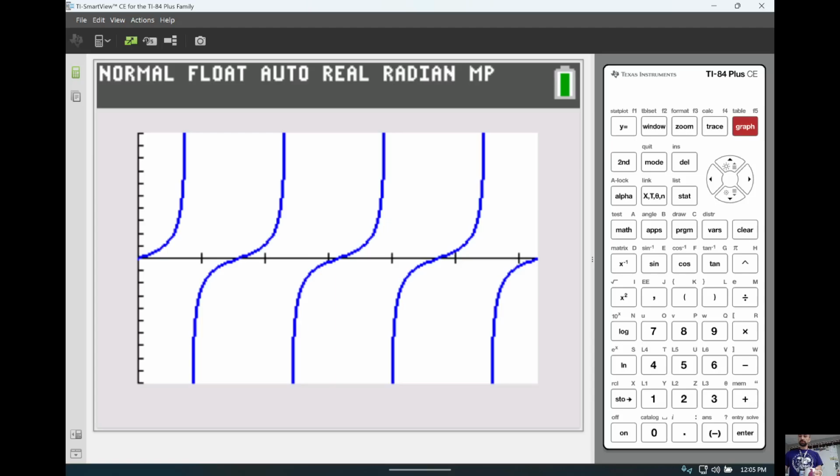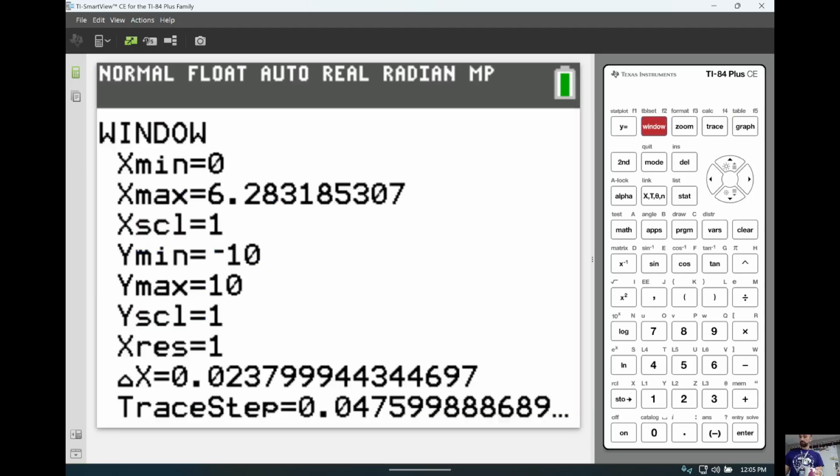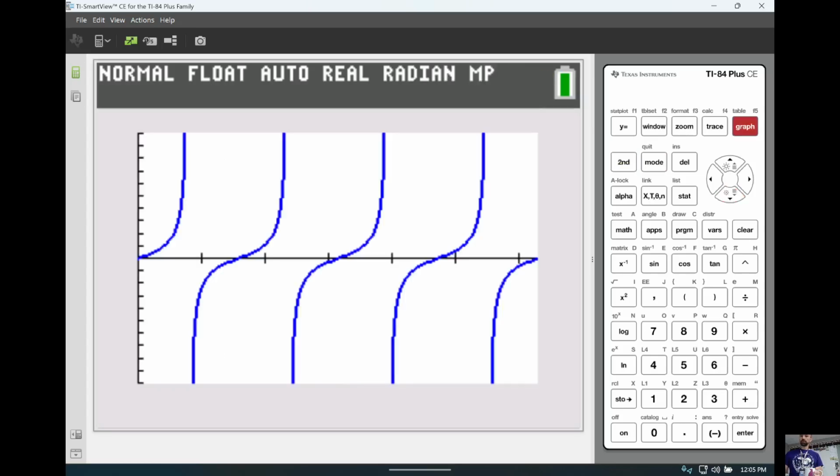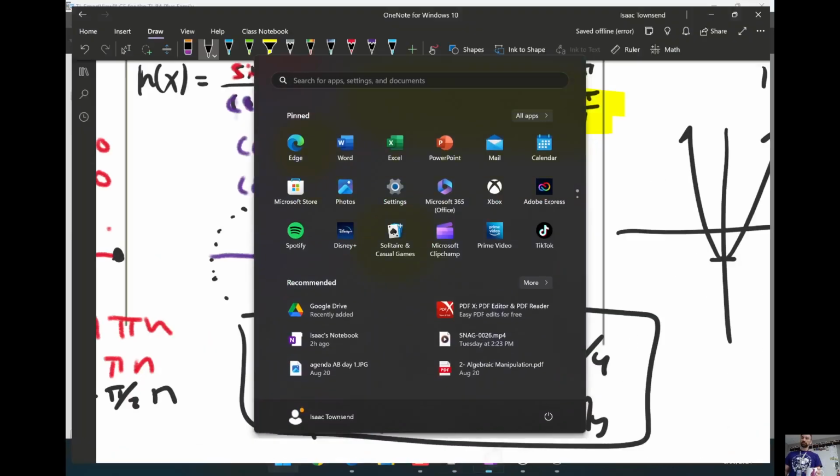So notice here's a vertical asymptote at, what did we say that was? This was what, pi over 4? Okay, so notice algebraically we figured out there's an asymptote at pi over 4, and then pi over 2, and 3 pi over 4, and pi, is that correct? Okay, so there's the visual that backs up the algebra work that we did there.